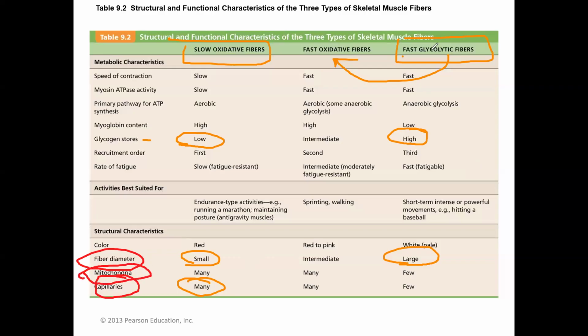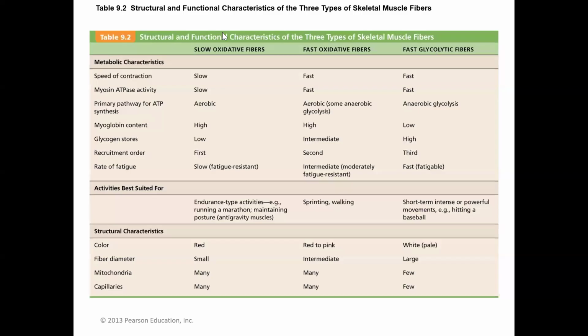Okay, so you can get these fast glycolytic through training to look somewhat like an intermediate, but you cannot get the slow oxidative fibers to look like the fast glycolytic. So again, training-wise, you can get fast glycolytic to look like an intermediate, but you cannot convert slow oxidative to look like an intermediate.